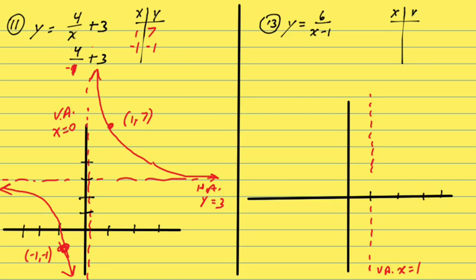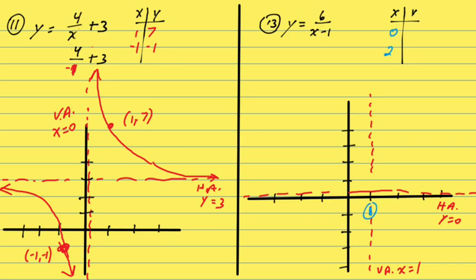Now, how about the horizontal asymptote? Is the power of the bottom bigger than the power on top? This is an x to the 1, and a lot of people don't realize it, but there's an x to the 0 up here. Is 1 bigger than 0? You're looking at what's called the degree of the polynomial, the highest power on the variable. So because the degree of the bottom is bigger than the degree of the top, you have a horizontal asymptote at y equals 0.